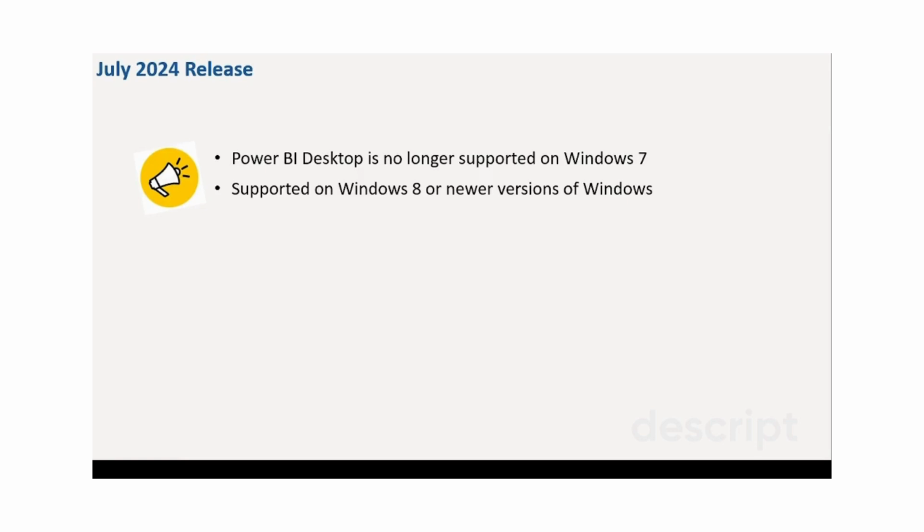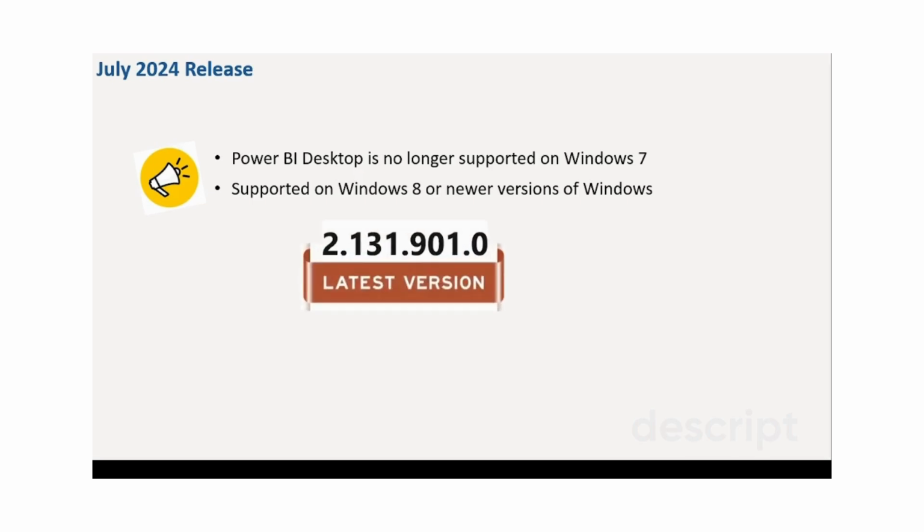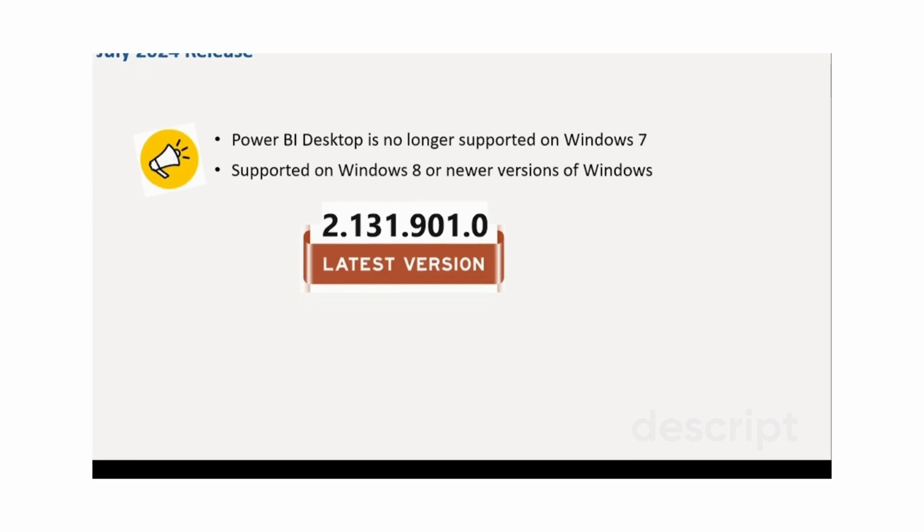Power BI Desktop is no longer supported on Windows 7. You can still use Windows 7 with the existing Power BI Desktop version, but whenever you upgrade this version, it will not work. It will work only on Windows 8 or newer versions of Windows. And here is the latest version of Microsoft Power BI, that is 2.31.901.0. Let's pick the various areas in Power BI where we have the latest updates.